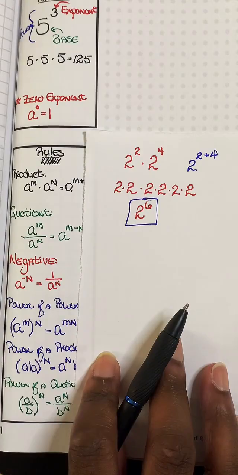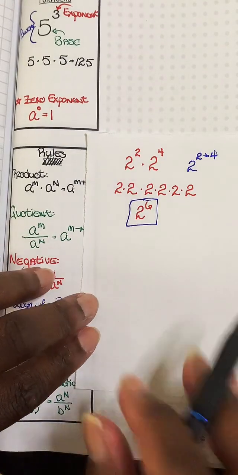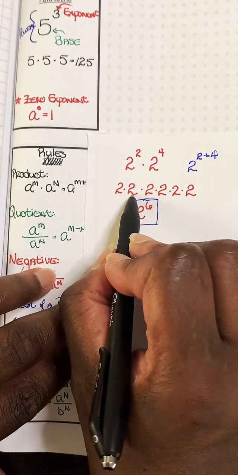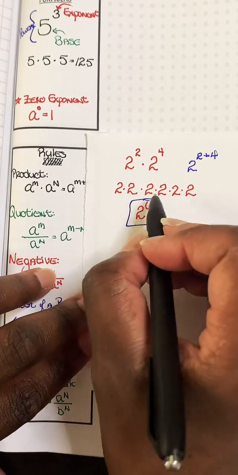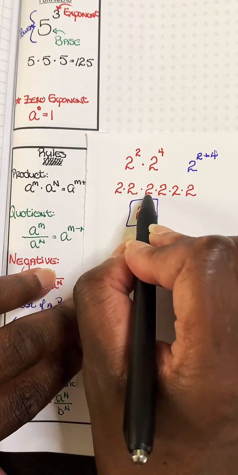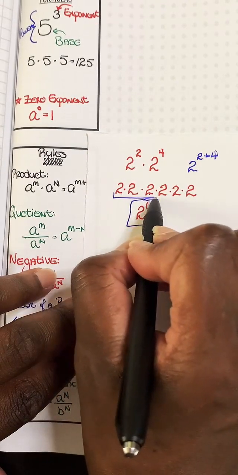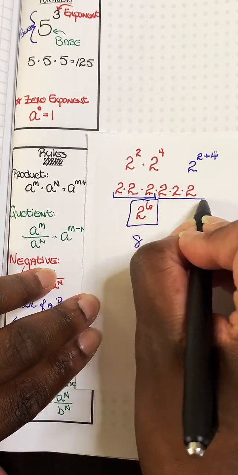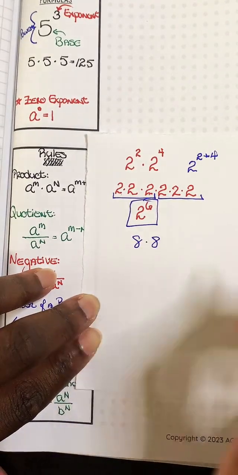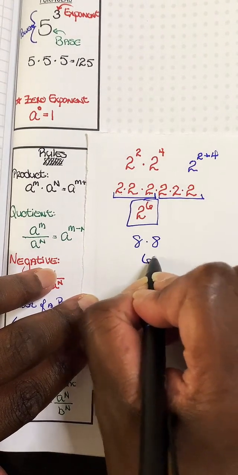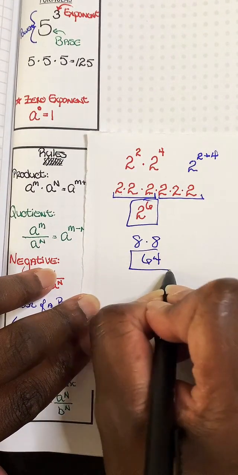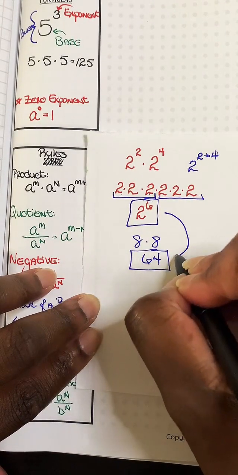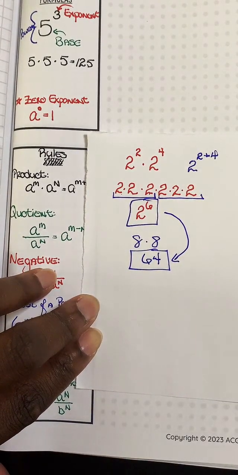And if they ask you what is the actual value, group them. I know that 2 times 2 will give me 4. So then 2 times 2 times 2, this will give me 8. So I have 8 times 8, which will give me 64. Okay, so 2 to the 6th power is equivalent to 64.